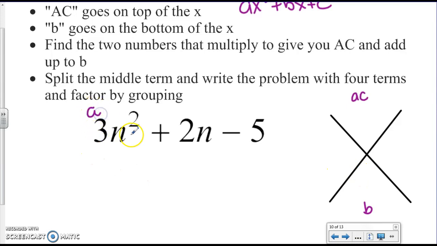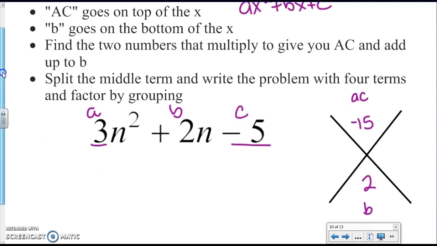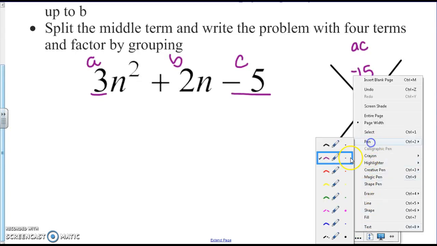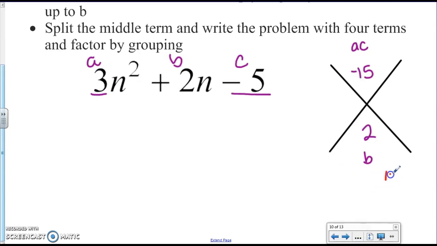A in this problem is 3n squared, b is 2n, and then c is negative 5. So to figure out our x, we're going to do a times c. So 3 times negative 5, which is negative 15, and put that on the top of the x. For our bottom, we're going to take the b term, the middle one, which is a positive 2. So we need to find two numbers that multiply to give us negative 15 and add up to positive 2. Well, the only possibilities are 1 times 15 and 3 times 5.